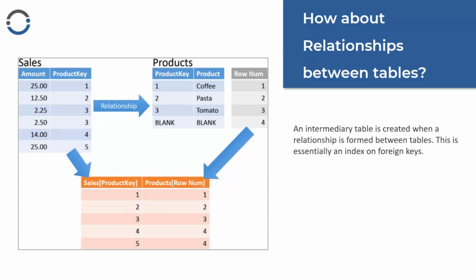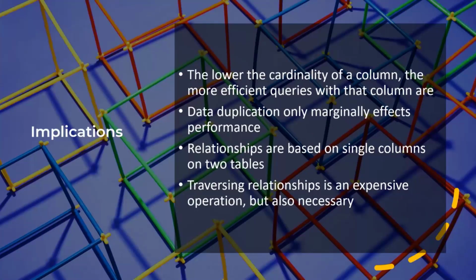So that's largely how data is stored within the model. What are the implications of that, though? The big thing is the lower the cardinality of a column, and by cardinality I mean the diversity of data in that specific column. So in our quarter example, I had Q1, Q2, Q3, Q4. I have 4 different values in that table. If you have a smaller set of values, you're going to have more efficient queries.